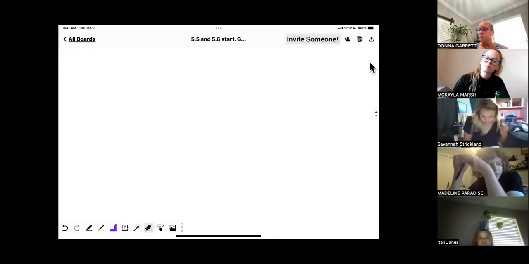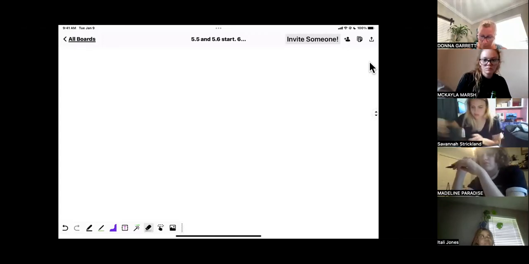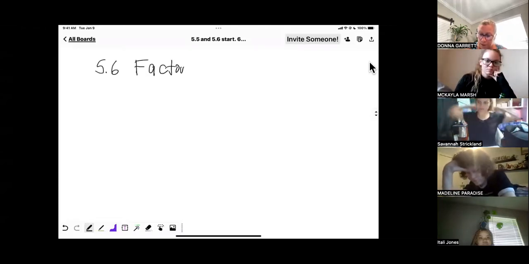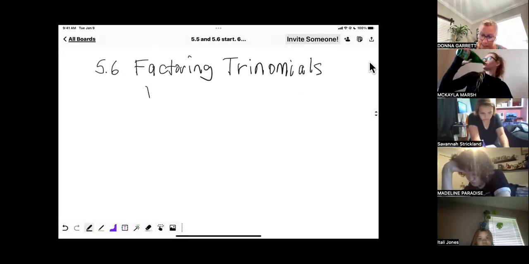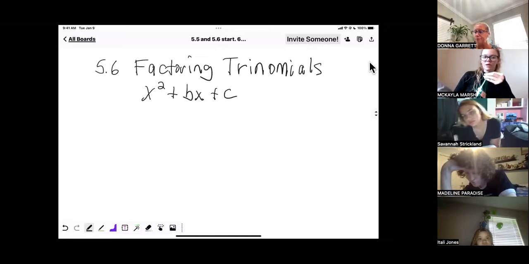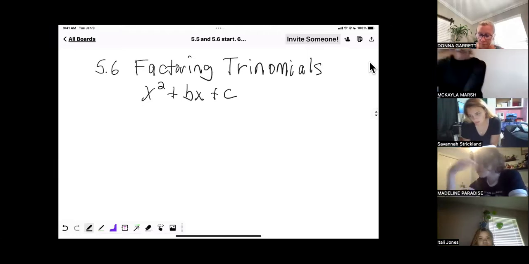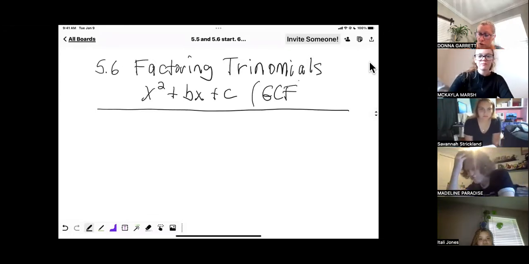Okay, today we're going to start factoring by looking at greatest common factors. We're first going to start by factoring trinomials. If you remember, that means three terms, and the form is x squared plus bx plus c. You've probably seen that before. But right now, we're going to start with greatest common factor to get us ready.